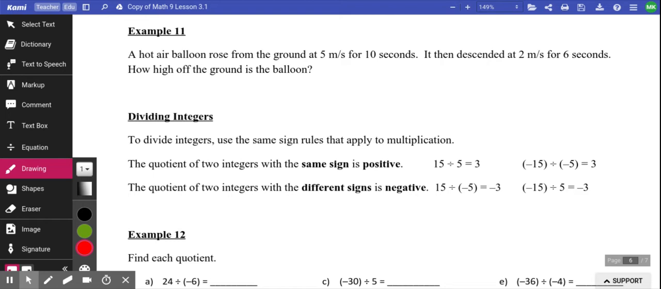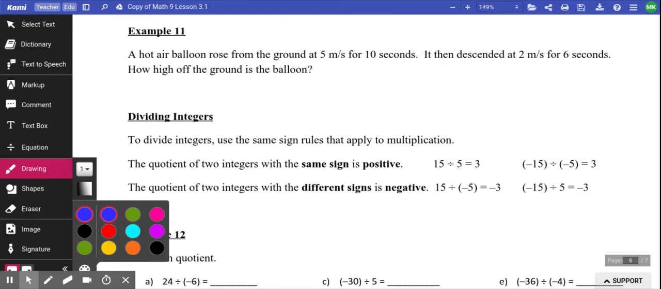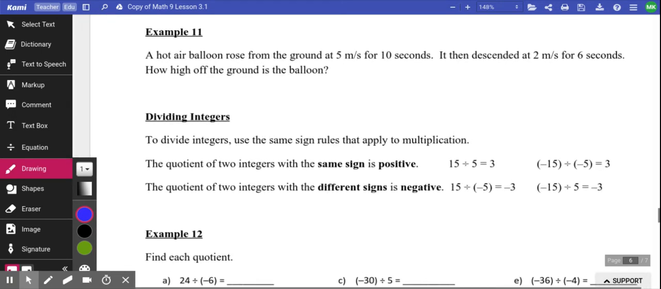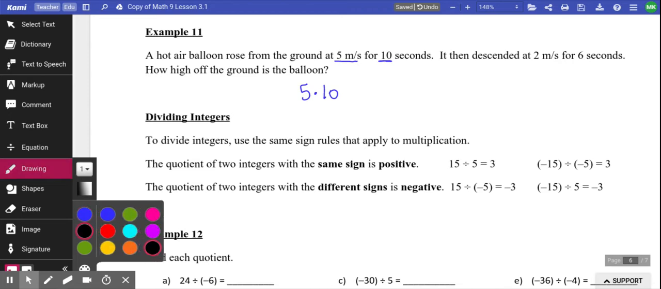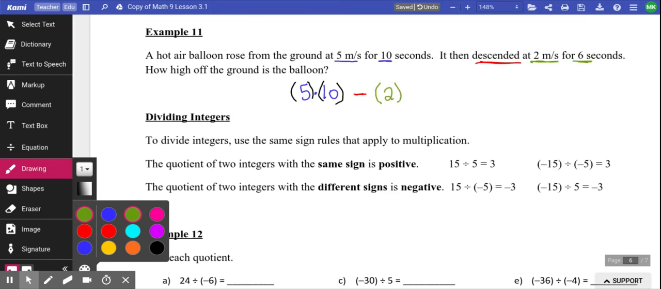So this would be a multiplication question. It's going up at 5 meters per second for 10 seconds. That means it's at 5, then 10, then 15, right? That's 5 times 10. I like to put brackets around my numbers when I'm multiplying. So like that. It then descends. That means subtract. And we're going to have 2 meters per second for 6 seconds. That would be 2 times 6.